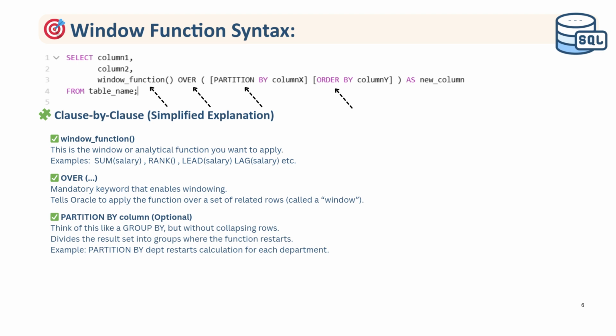Partition by, optional. PARTITION BY breaks the data into logical groups, similar to how GROUP BY works, but it doesn't collapse rows. The window function restarts its calculation for each partition.